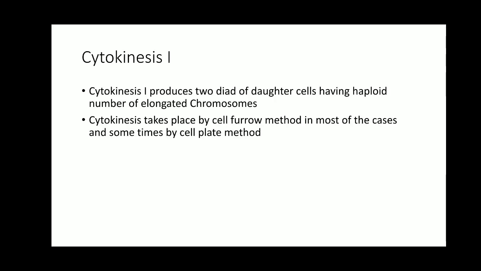So after telophase I, the cell enters cytokinesis I. Once again, it undergoes the cell furrow method or cell plate method, and divides the cytoplasm and forms two daughter cells which are haploid in nature. It is going to form two haploid cells.